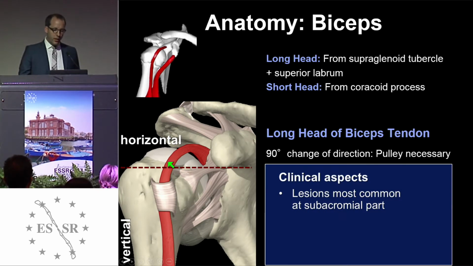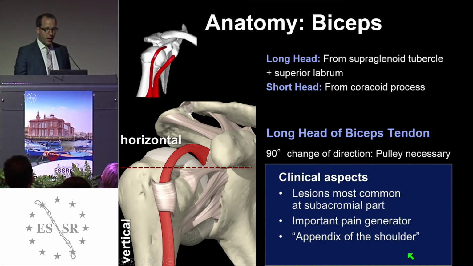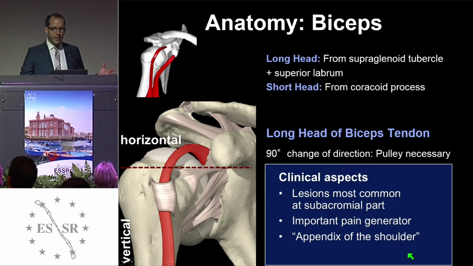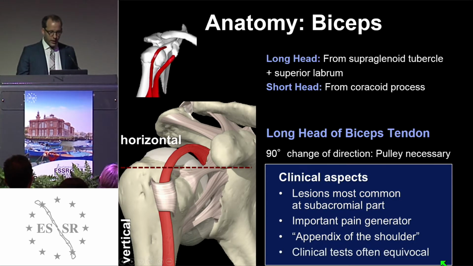Some clinical aspects on the long head of the biceps tendon. So the lesions are most common at the supra-acromial part, and the long head of the biceps tendon is an important pain generator. My shoulder surgeon also calls the long head of the biceps tendon the appendix of the shoulder. Like in the abdomen, it's a small structure, the appendix, and it has limited function, but it can lead to a lot of pain. So this is also similar for the long head of the biceps tendon, and I will show you why. And finally, the clinical tests are often equivocal, so we as radiologists can step in and help the surgeon.